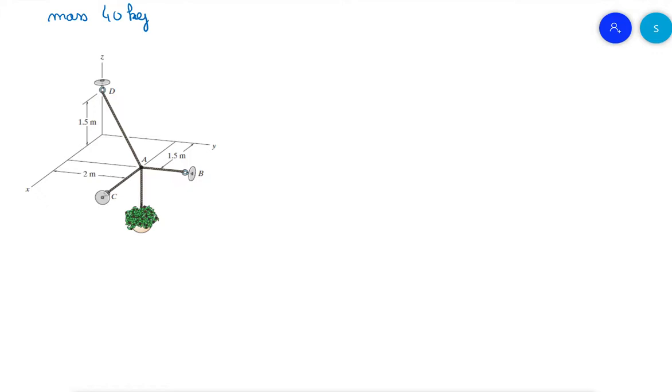Okay, so this example is equilibrium of a particle in 3 dimensions. We have a flower pot with a mass of 40 kilograms, and it's held in place by 3 cables. The first step will be to make the free body diagram. We will use the particle A. We have the weight going down, and 40 times 9.81 is 392.4.